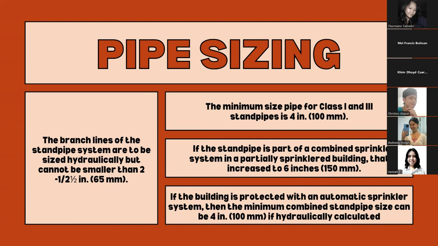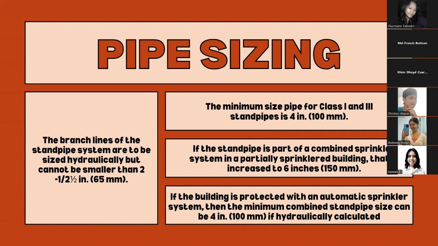First, the branch lines of the standpipe systems are to be sized hydraulically but cannot be smaller than 2.5 inches or 65 millimeters. The branch lines are the smaller pipes that connect to the main standpipe to other areas. Again, this is to ensure that even if smaller, it can still deliver the needed water flow in case of emergency.